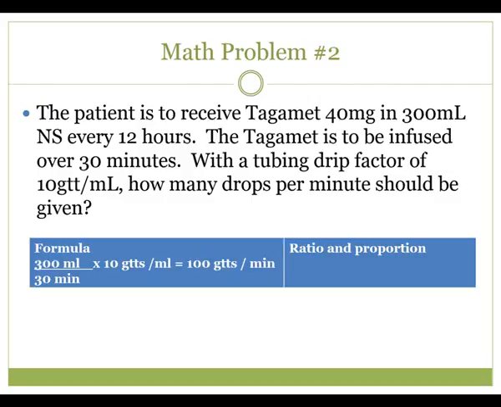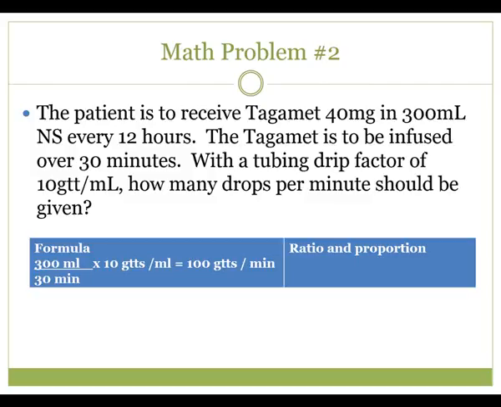Patient to receive Tagamet, 40 milligrams in 300 mils of normal saline every 12 hours. The Tagamet is to be given over 30 minutes. There's a drip factor of 10 drops per mil, so how many drops per minute would you give? The Tagamet 40 milligrams is fluff. You don't need to know that 40 milligrams. You just need to know that 300 milliliters. You don't need to know that 12 hours.